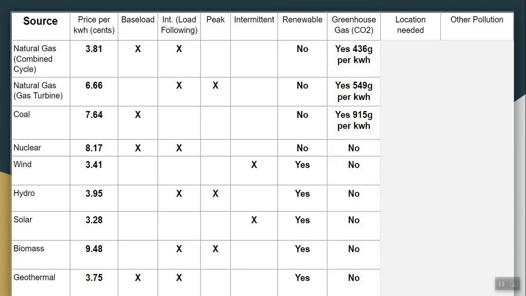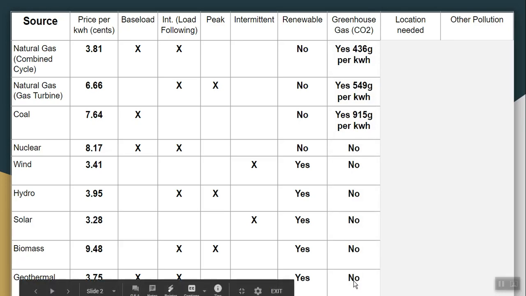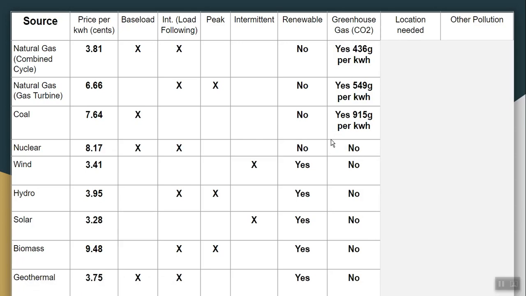Okay. Next, we have greenhouse gases. And so obviously the renewable ones, they don't produce any net greenhouse gases. Okay. Nuclear doesn't either. So this is why some people want to switch more to nuclear, because even though it's not a renewable resource, it doesn't produce any CO2. Now, if we look at natural gas and coal, they both produce CO2, but in varying amounts. So coal produces around 915 grams per kilowatt hour, so that's about 2 pounds of CO2 per kilowatt hour.